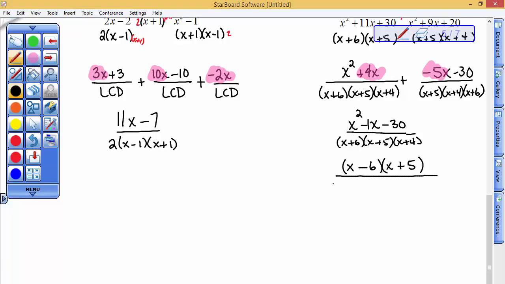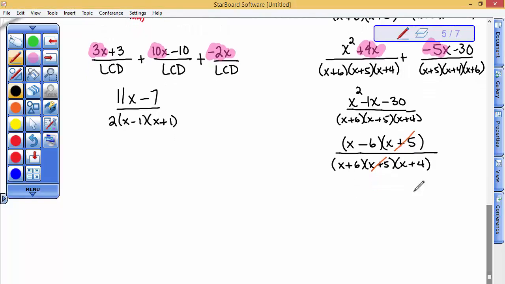So that's the numerator. The denominator has an x plus 6 in it, an x plus 5 in it, and an x plus 4 in it. So son of a gun, those x plus 5s can be reduced, just like we did at the very start of all of this, so this has to be taken to that final step so that all you have is the x minus 6 in the numerator and the x plus 6 and the x plus 4 in the denominator.